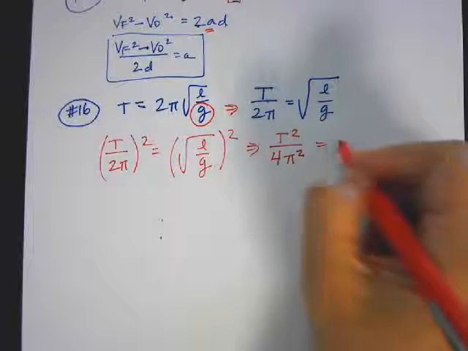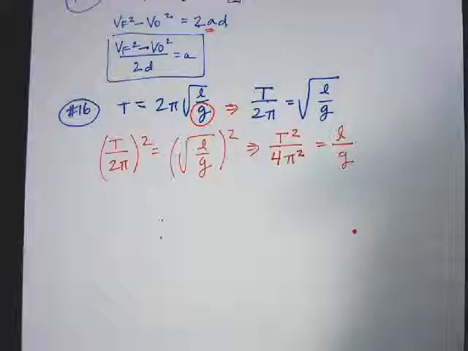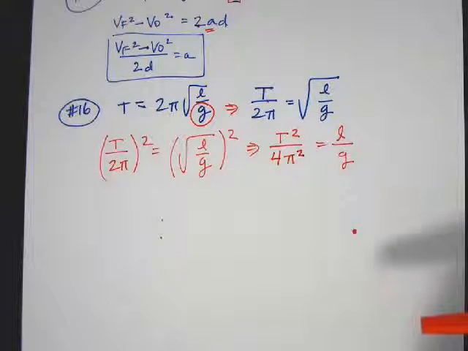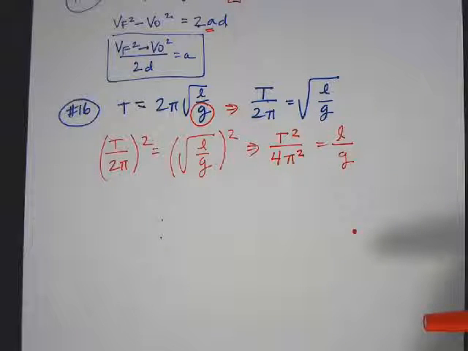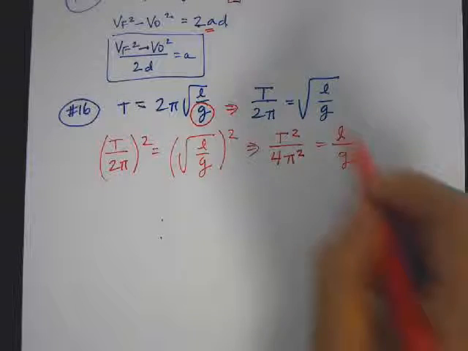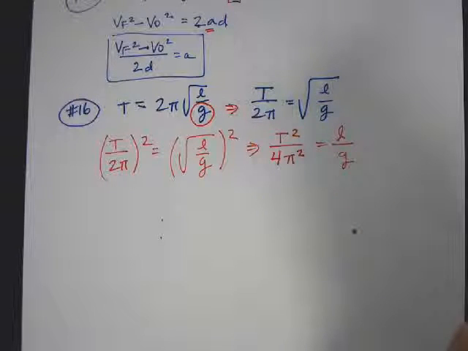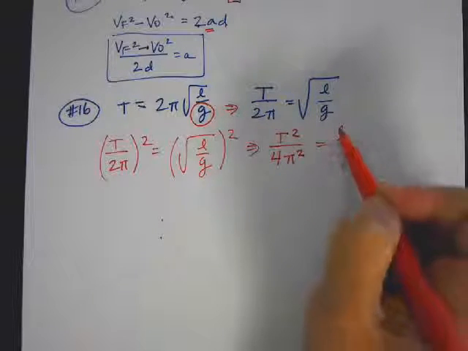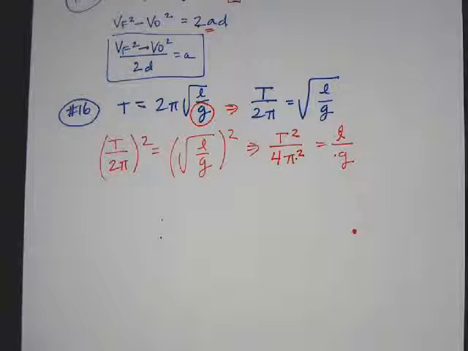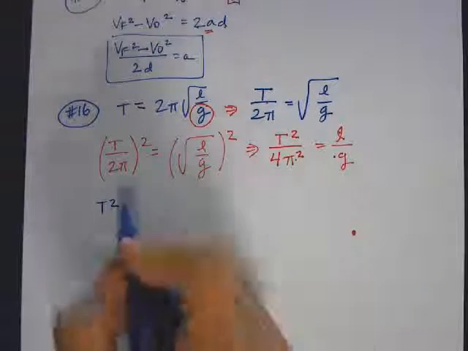Whenever you have a fraction, what's your go-to? Is there a math rule called flip it? No. Don't ever just say, I'm going to flip it, because there's no such thing. Whenever you have a fraction and you want to get rid of the fraction, your go-to is cross multiplication. Cross multiplication means this times this is equal to this times that. So we're going to say T squared g is equal to L 4 pi squared.